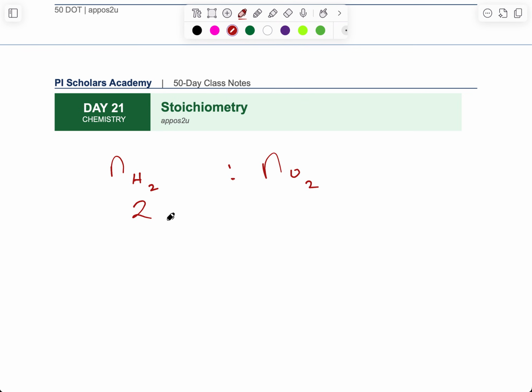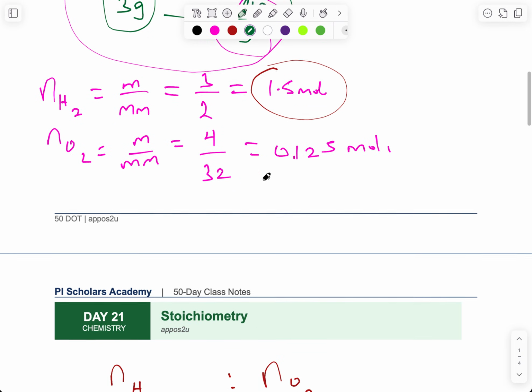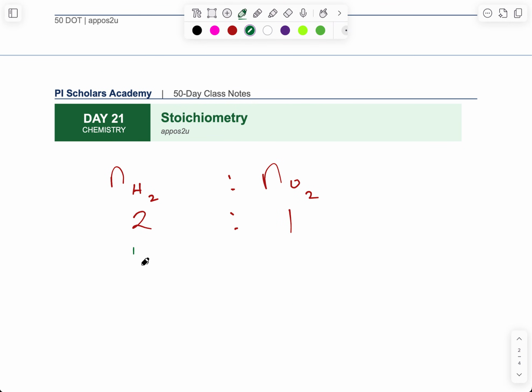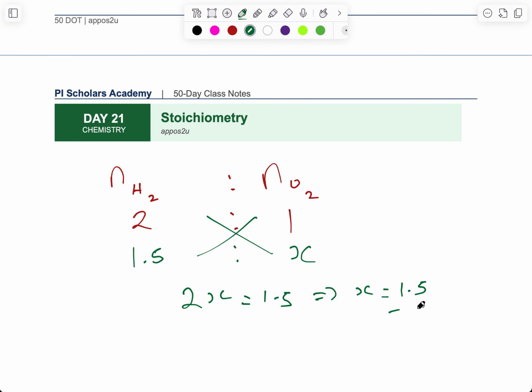So I'm going to write here the number of moles of hydrogen gas ratio number of moles of oxygen gas. Based on the equation, we have 2:1. And blindly, I want to assume that only hydrogen gas was given. So that is 1.5 mole, and oxygen gas was not given. So this is going to be 1.5 ratio x, because I've assumed that oxygen gas was not given. I'm going to cross multiply and solve for the number of moles of oxygen. So that will be 2x equals 1.5, and that implies that x equals 1.5 divided by 2. What is 1.5 divided by 2?